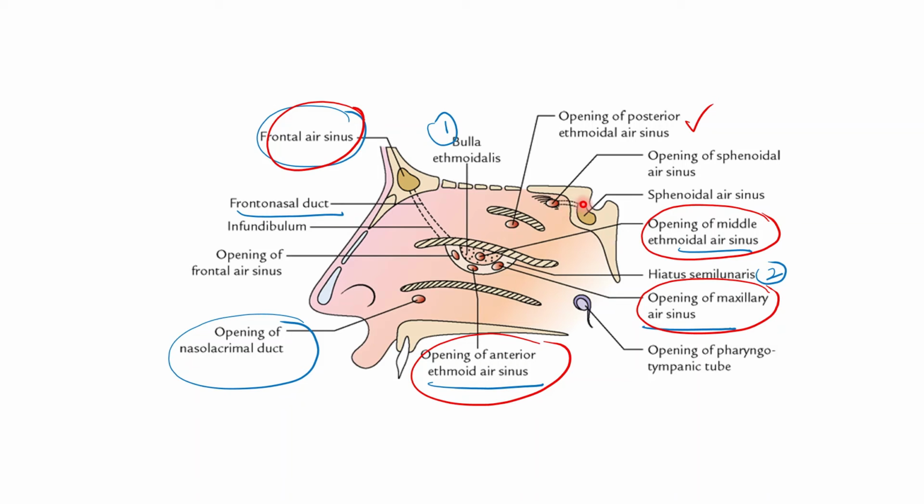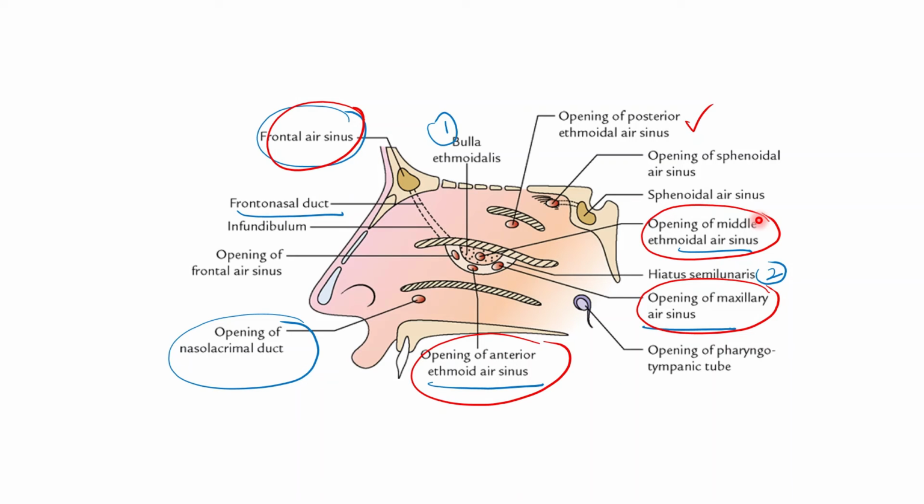So the sphenoidal air sinus opens into the sphenoethmoidal recess present above the superior concha. So these are the openings present along the lateral wall of the nose.